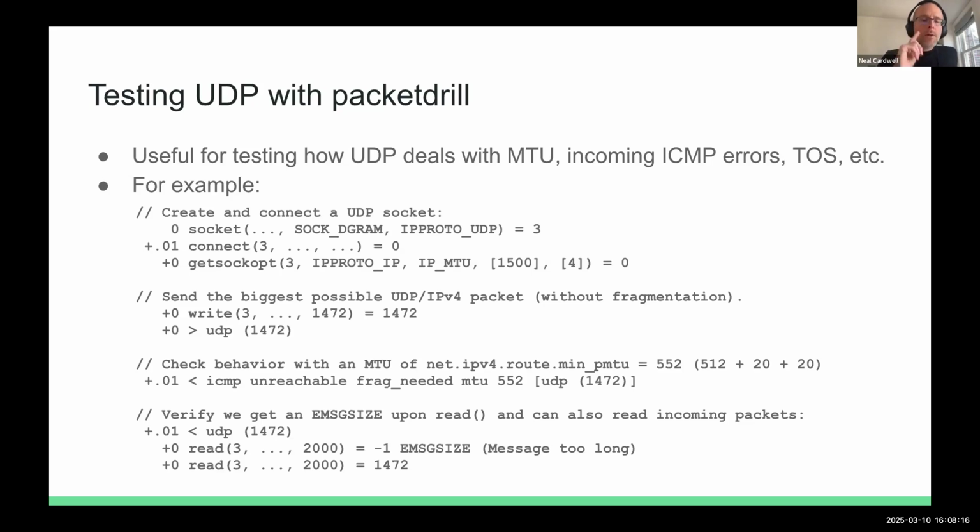So here's just a quick example of a UDP test program where you can check the MTU, you can send a packet, you can inject an ICMP message saying that packet was too big, and then you can verify that we got an error code because of that ICMP message, but then actually we can continue to read packets, things like that.